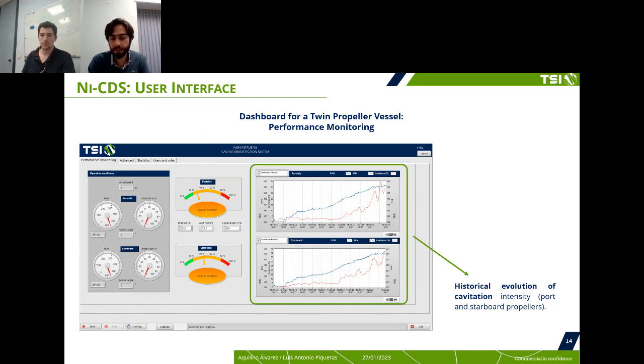For instance, it is very important for military vessels, when stealth sailing modes are required, so they can modify the sailing patterns and reduce the acoustic signature. Next, please.